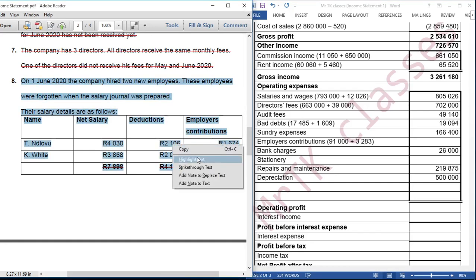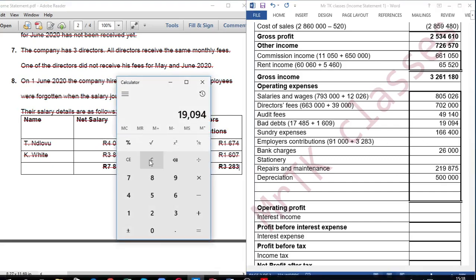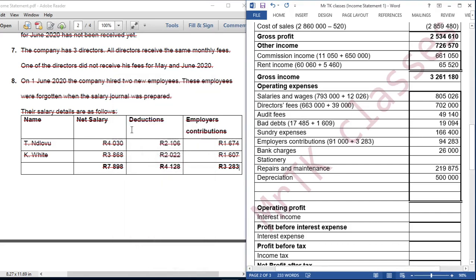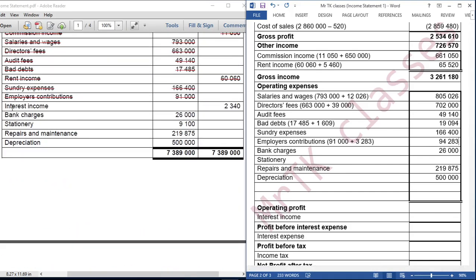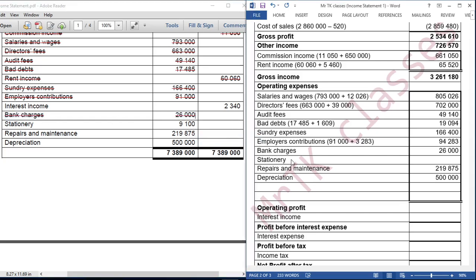We are done. All right, so we are going to say 91,000 plus 3,283. We are going to get 94,283. Right, so we are going to move to our bank charges. All right, I can see interest income is one of the ones that will be here. Bank charges is already there. Stationery, what is the amount for stationery?